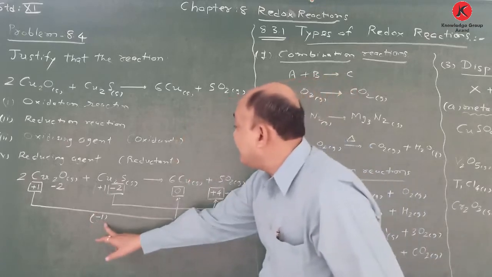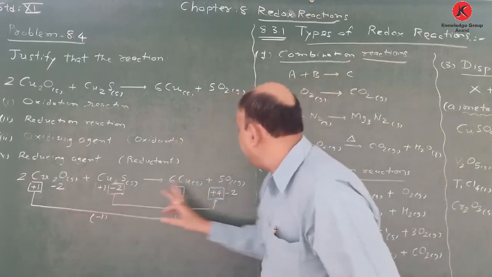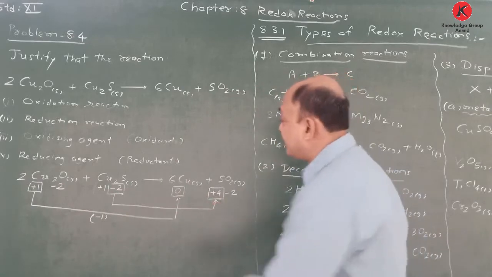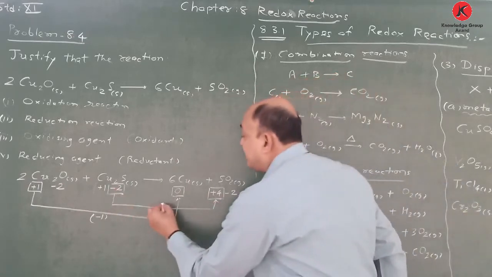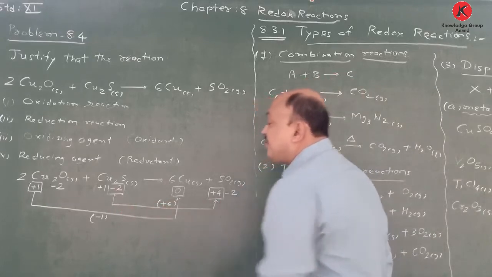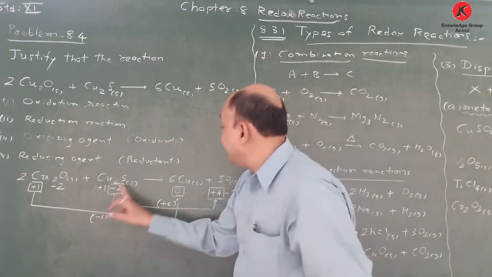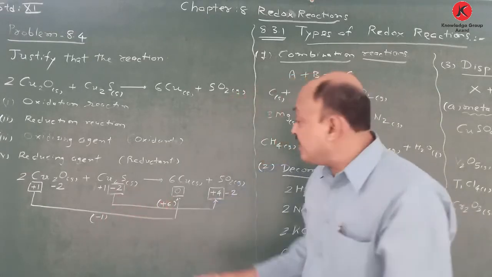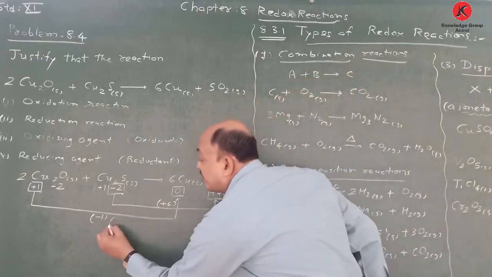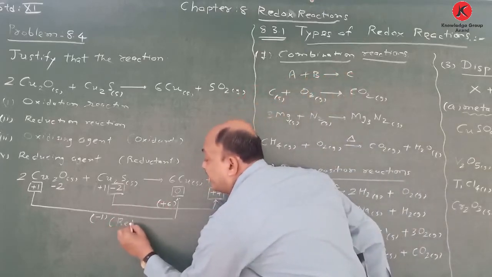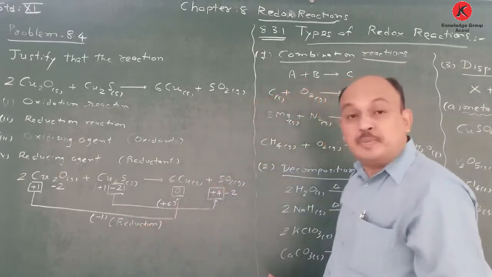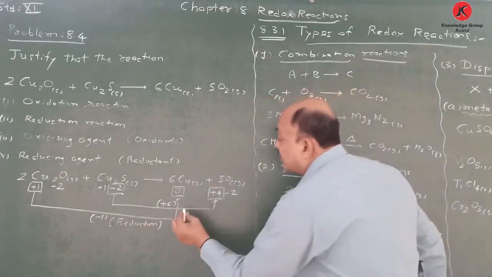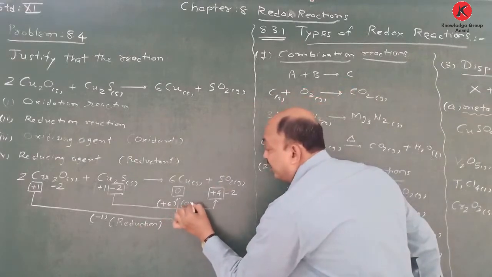So here -1 is there, and -2 to +4: here the oxidation number increases. How much is it increased? +6. So here -1 is there, here +6 is there. Minus means reduce, and reduce means nothing but reduction. And plus means it is an oxidation. Remember this one.